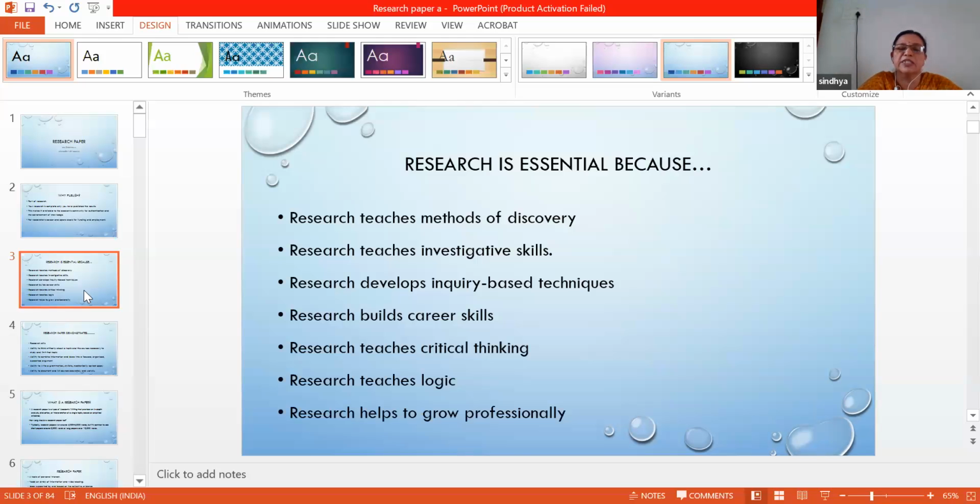And research develops inquiry-based techniques. So it is a process of inquiry. It's a searching process. When we search something, a process of inquiry is being developed. So inquiry-based techniques can be developed through research, and it builds career skills. That is obviously clear: it expands our knowledge, it expands our domain of publication, it expands our professional career, and it teaches critical thinking, because we are analyzing different kinds of research works.